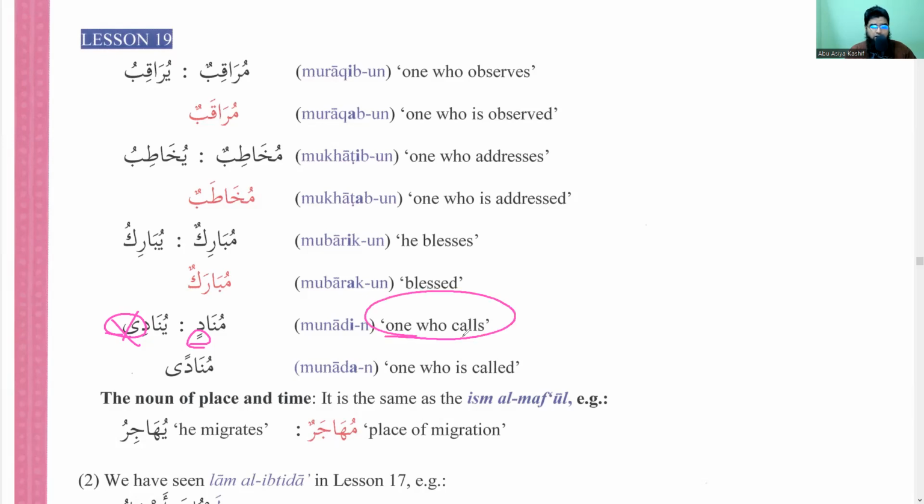The one who calls. Munadin is the one who calls. And munadan, al-munada, is the one who is called. Munada. Like you have harfun nida, ya Hamidu. So grammatically you say ya is harfun nida and Hamid is called munada. Al-munada. Grammatically speaking, because he is the one who's called, al-munada.